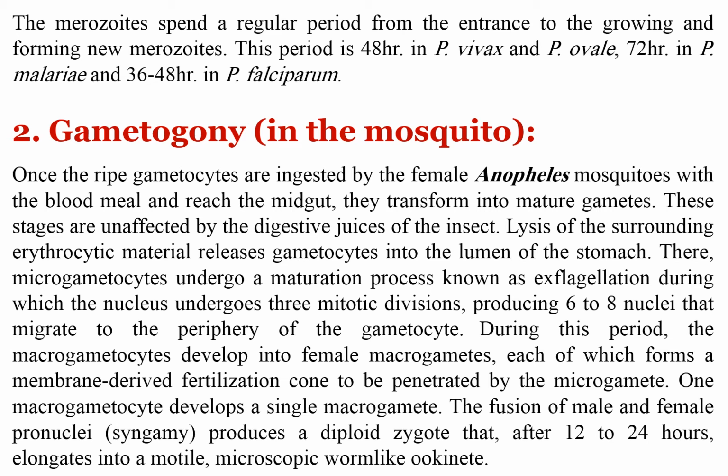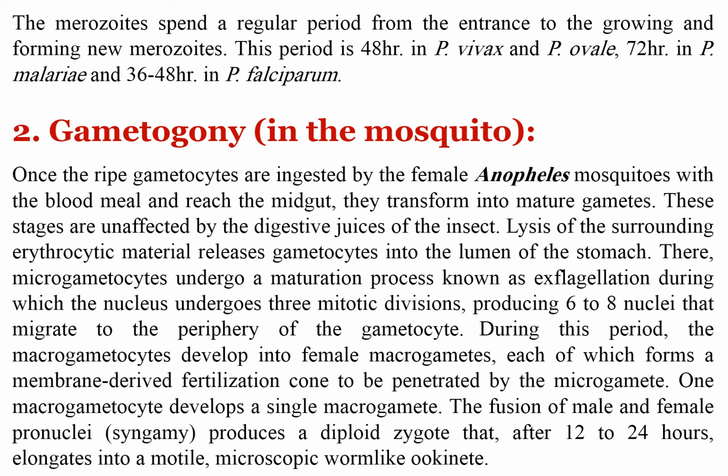This cycle is called gametogony. The reproduction here is sexual. It occurs in the mosquito. Once the ripe gametocytes are ingested by the female Anopheles mosquito with the blood meal and reach the midgut, they transform into mature gametes. These stages are unaffected by the digestive juices of the insect. Lysis of the surrounding erythrocytic material releases gametocytes into the lumen of the stomach.